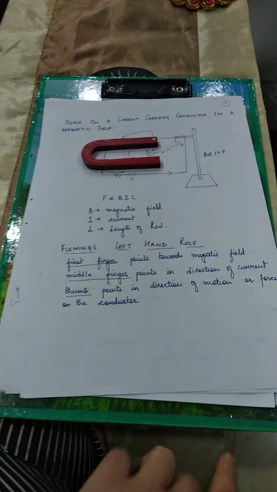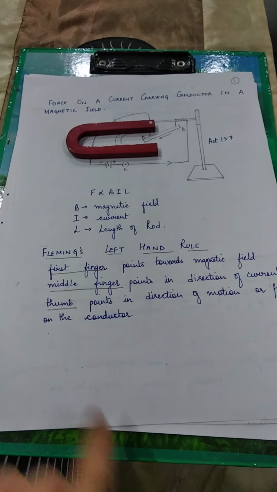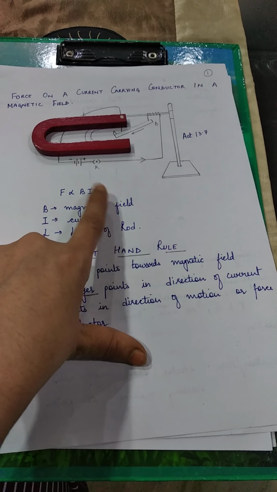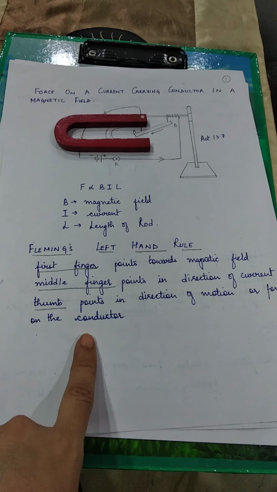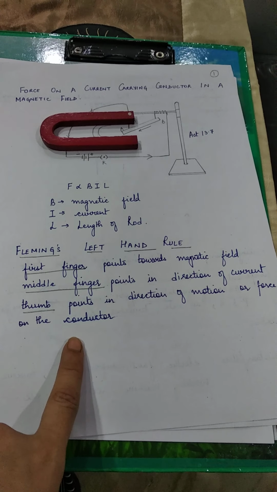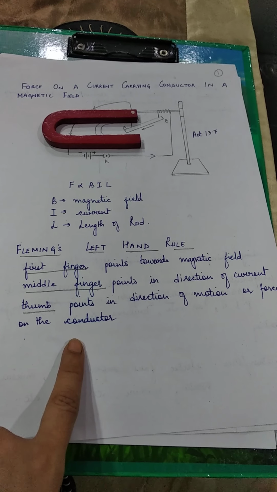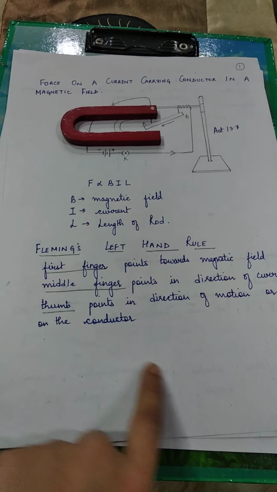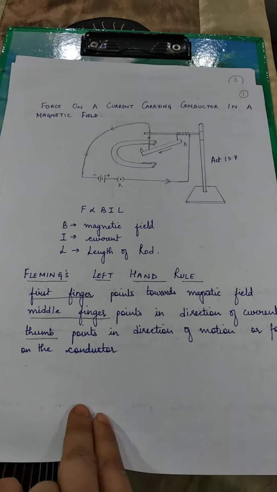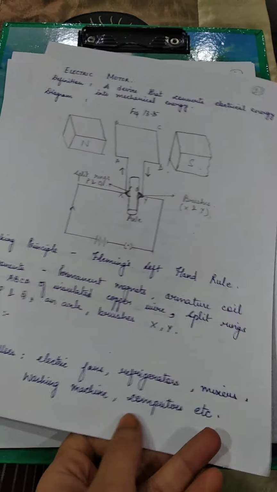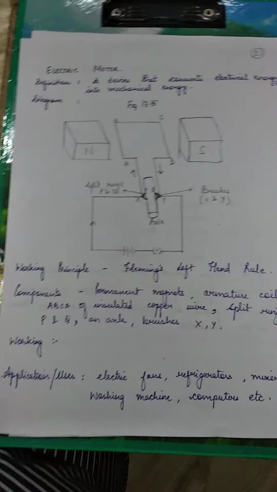So you have to do this activity 13.7 and you have to memorize this relation that F is proportional to BIL. Likewise, Fleming's left hand rule is utmost important, and based upon it we'll be studying a device known as an electric motor. So our next topic would be an electric motor.